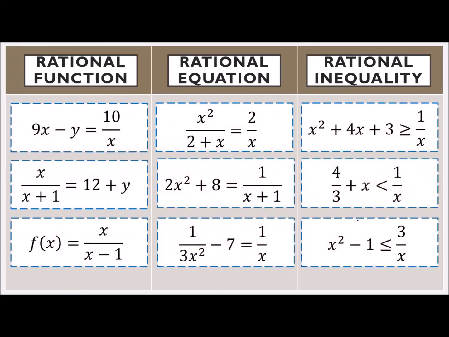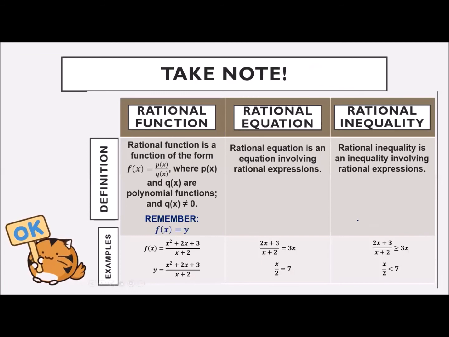So this is the summary of what I've asked you a while ago on the classification. Take note of this. So always remember that once you say rational function, that is of the form f of x is equal to p of x over q of x, and the denominator should not be equal to 0. We are using x and y's. And for the rational equation, we are using equal sign. And we are also using one variable. And then for the rational inequality, of course, inequality, we are using the less than, greater than, less than or equal to, and greater than or equal to are the inequality symbols.